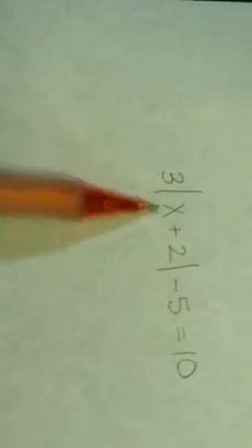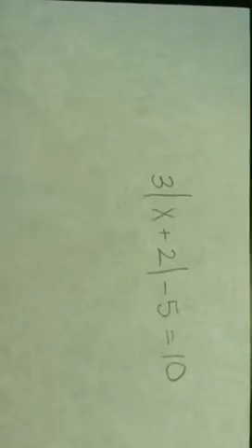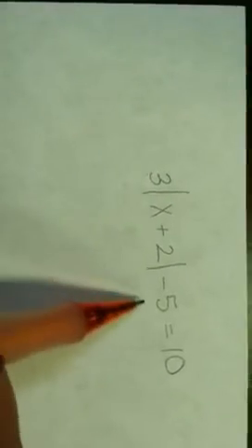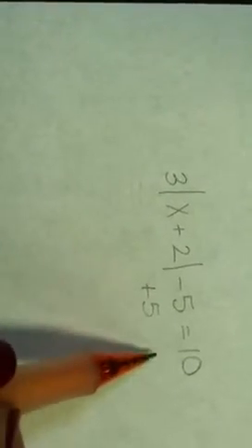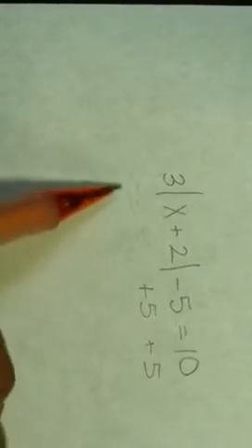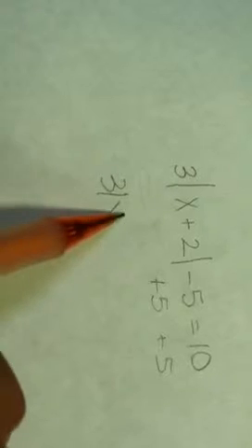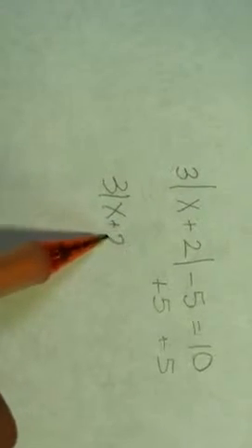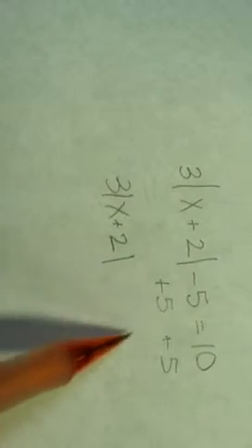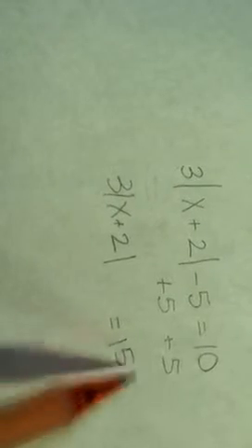Now, if these were parentheses, we would start with the distributive property, but this is an absolute value sign, so we need to treat it a little differently. Step 1 is isolating the absolute value. So I'm going to add 5 to each side. That gives me 3 times the absolute value of x plus 2 equals 15.